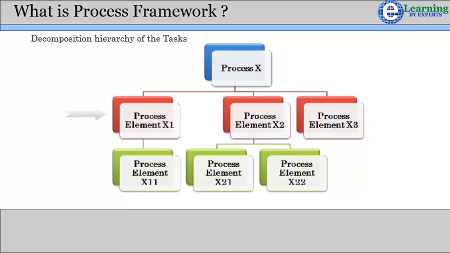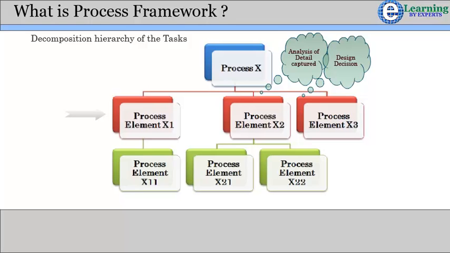lower-level process elements. Decomposition decision is partly evident from the analysis of the detail captured within the process concerned, and partly as a result of design decisions, where judgment is used to make the most appropriate partitioning for the situation under consideration. Each of the decomposed processes, X1, X2 and X3, can be further decomposed. X2 is shown as decomposed into X21 and X22, and this can be continued.